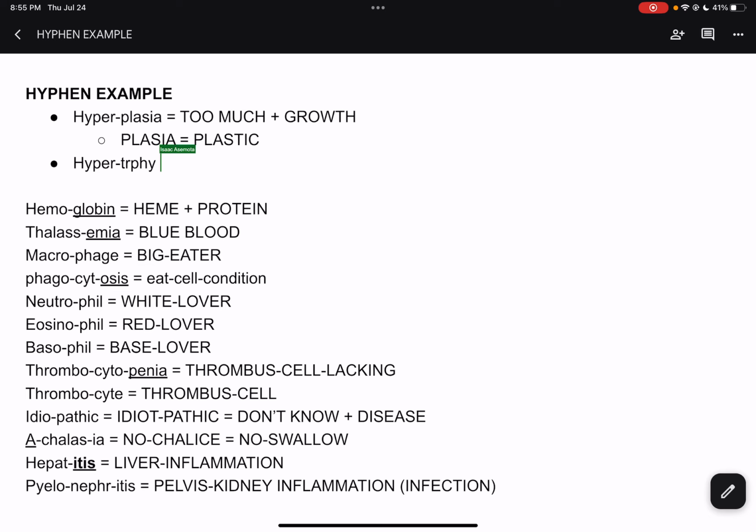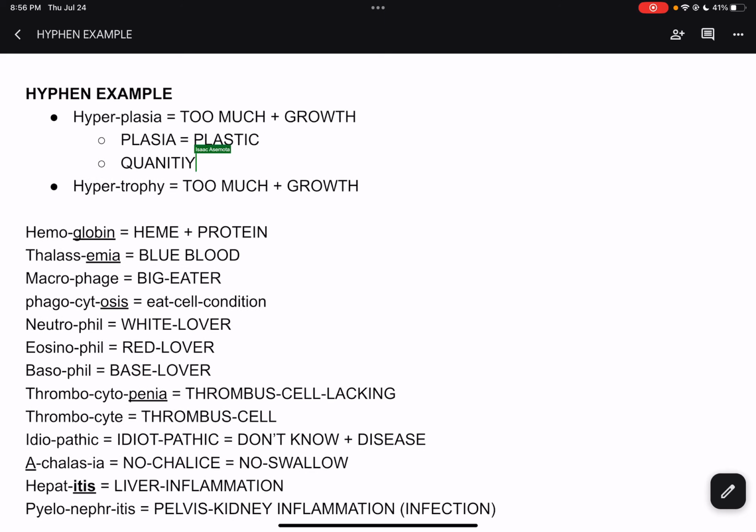Hypertrophy also means too much growth, but what's the difference? That's like a general pathology theme. So hyperplasia is real growth, like cell division. It means that there's more cells, whereas hypertrophy means growth as in getting stronger. It's when the cells grow bigger. So one of these, it's literally quantity versus quality.